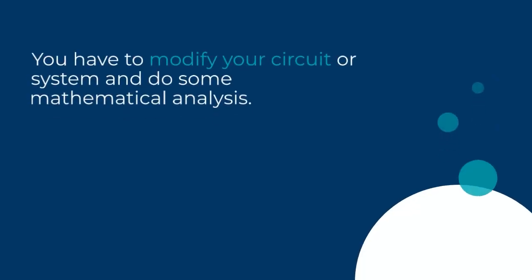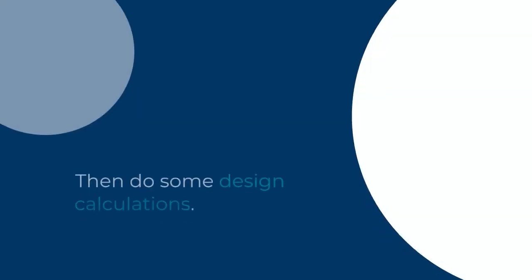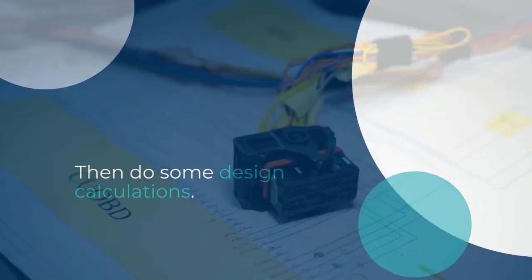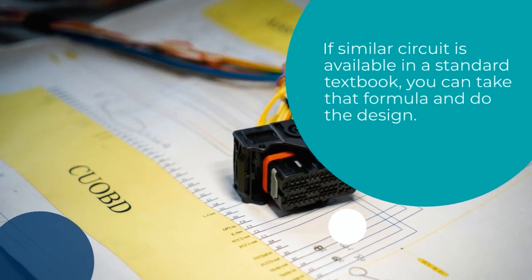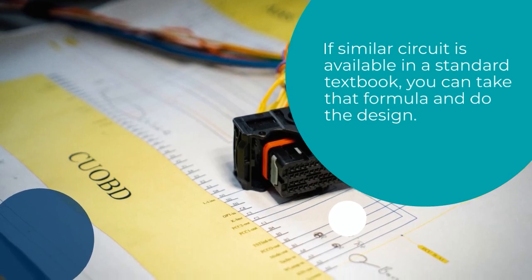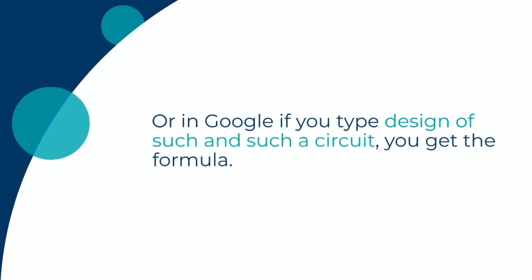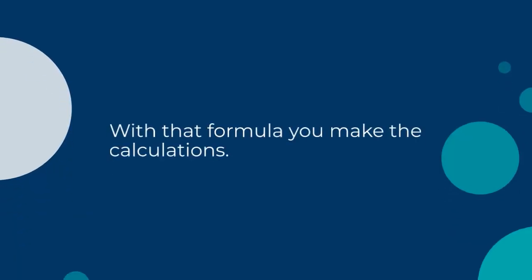So what are the steps in the project? You have to modify your circuit or system and do some mathematical analysis, then do some design calculations. If a similar circuit is available in a standard textbook, you can take that formula and do the design. Or in Google, if you type design of such and such a circuit, you get the formula. With that formula, you make the calculation.